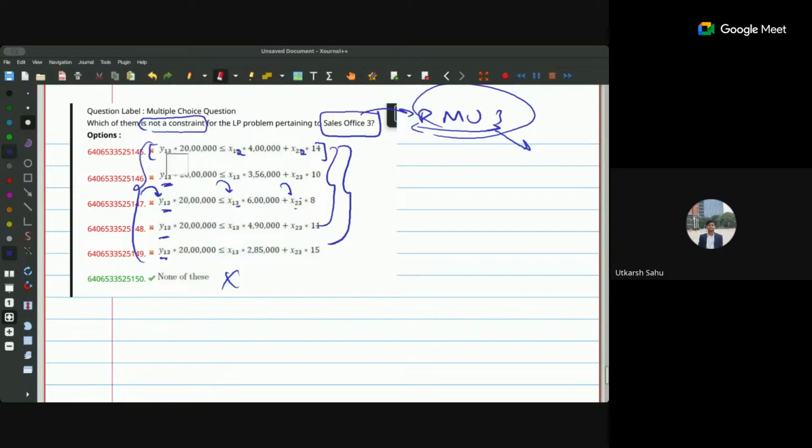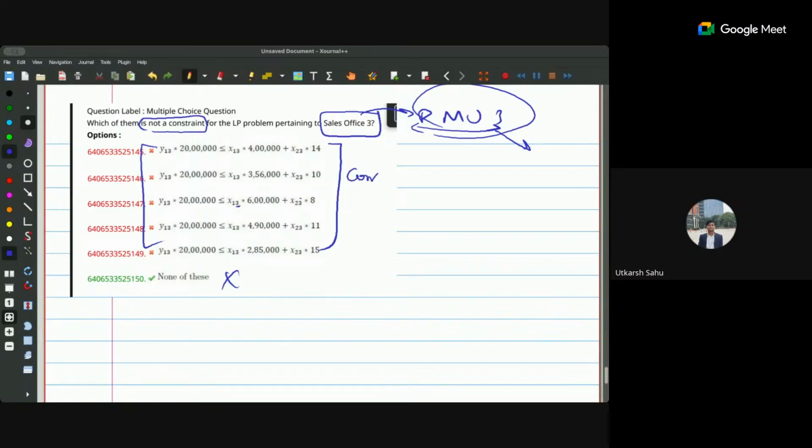And whatever options you are seeing here, they have weight for DMU3, so they are your correct constraints. These are the correct constraints, and they are asking which is not a constraint. So these are actually your constraints, therefore all these are correct and none of this is the correct option which you need to select, because all these are correct constraints. These are talking about that only.